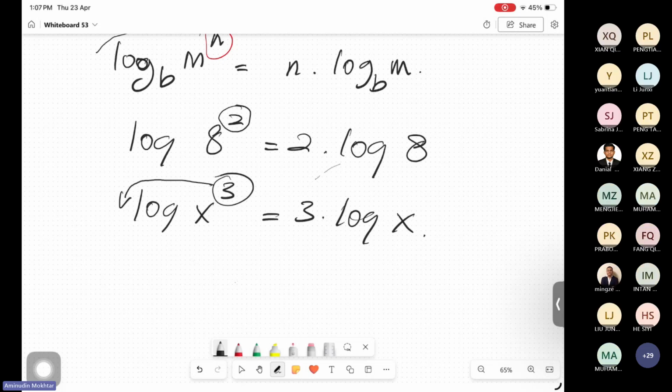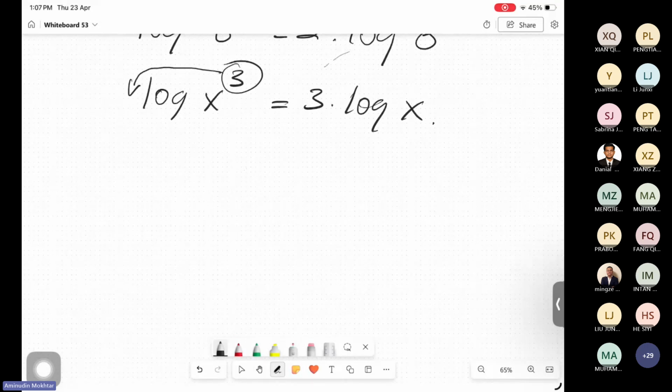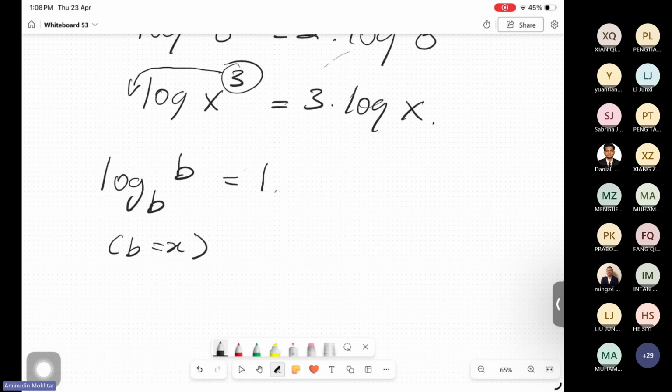The next one is about how to change the base, the value of b. Please refer to the properties. Before that, property number 6: log base b of b equals 1. In this case, the value of b equals x.